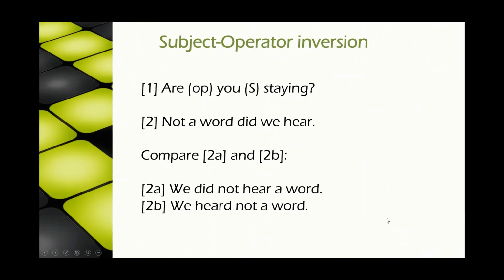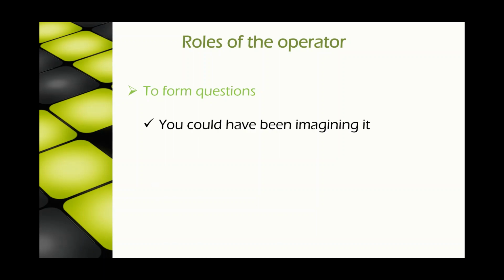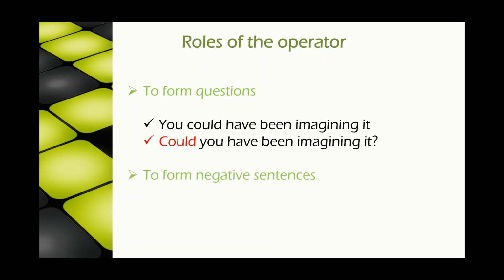You need also to understand that the operator plays 4 basic roles. The first role that the operator plays is to form questions. Look at the example. You could have been imagining it. Then we can make a question by utilizing the first auxiliary, and hence we have the second example. Could you have been imagining it?